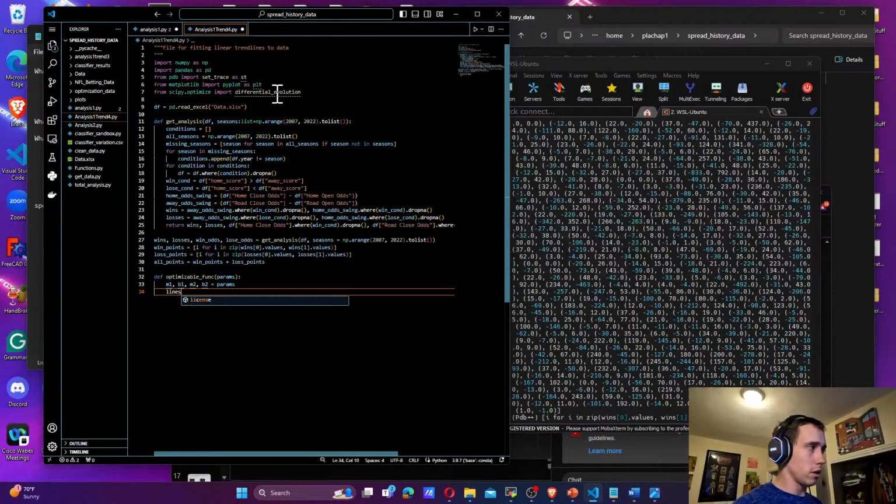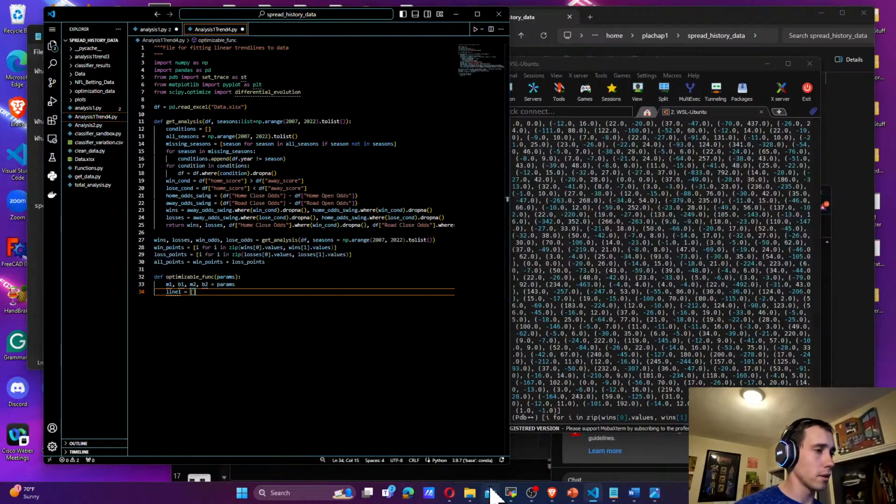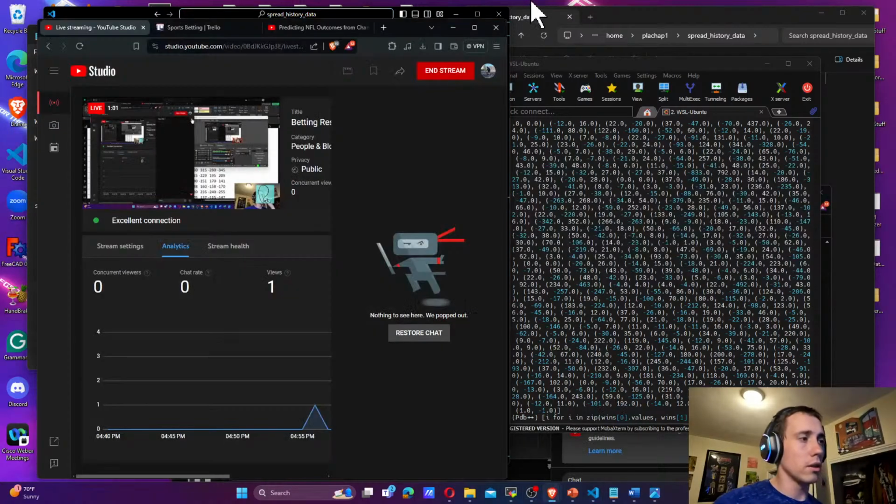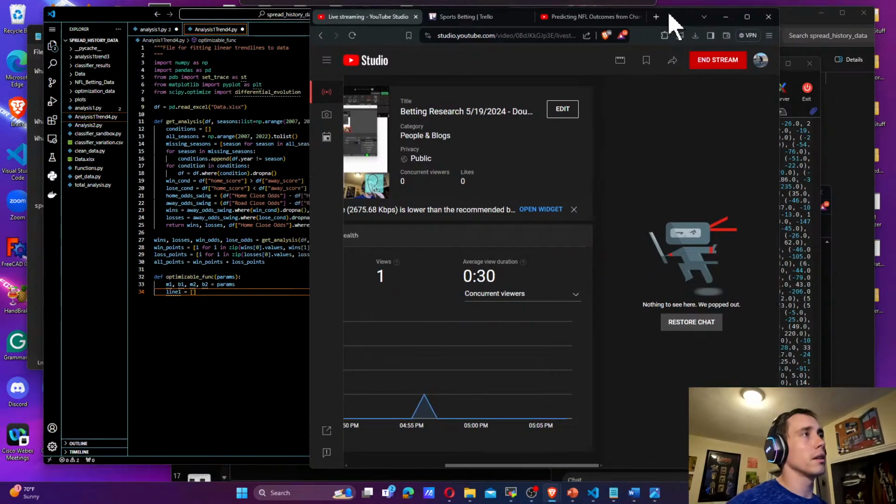Now line 1 is equal to... we want to get the distance of each point from the line. How to do that? Distance between a point and a line.